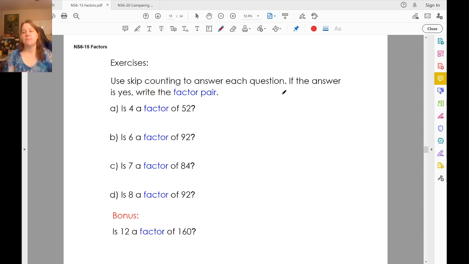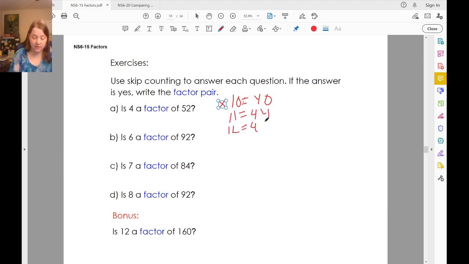So they want us to use skip counting to answer each question. If the answer is yes, write the factor pair. You go ahead, give this a shot on your own, and when you come back, we'll talk about it. Welcome back. So, is 4 a factor of 52? Well, I know that 4 times 10 is 40. So I'm going to write times 10 equals 40. 11 is 44. 12 is 48, which must mean that 4 times 13 is 52.